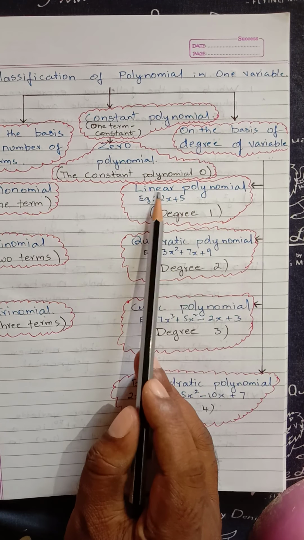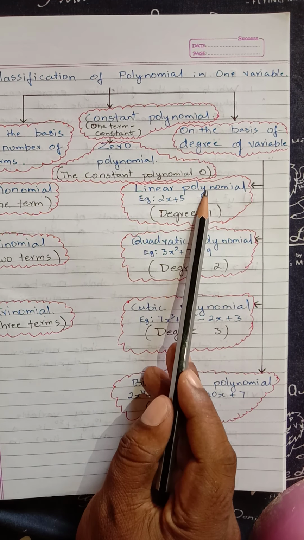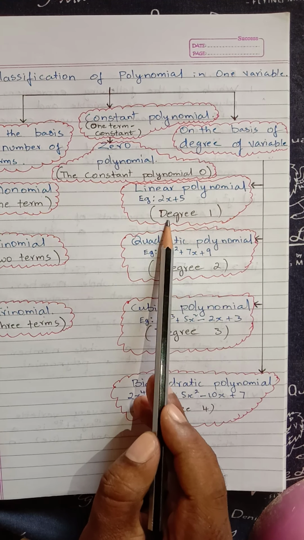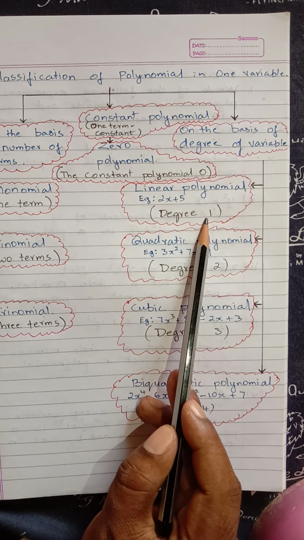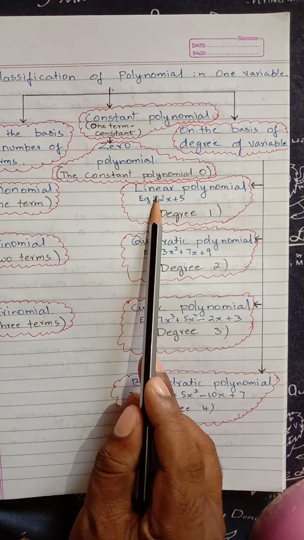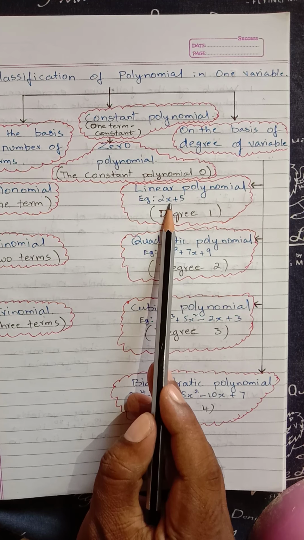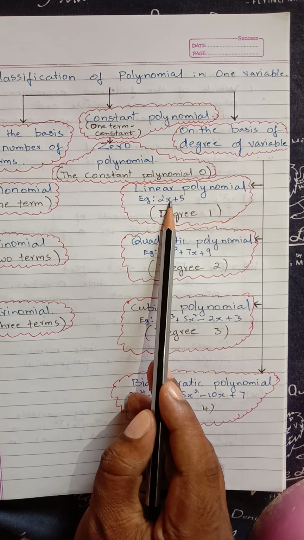So, the first one we have is linear. What do you mean by linear? Linear means power 1, that is degree 1. When we have a degree of power 1, then it is called a linear polynomial. Example, 2x plus 5. What is the power of x? It is 1, so it is called a linear polynomial.